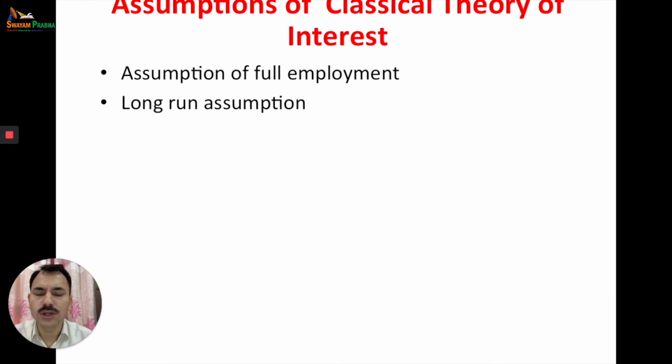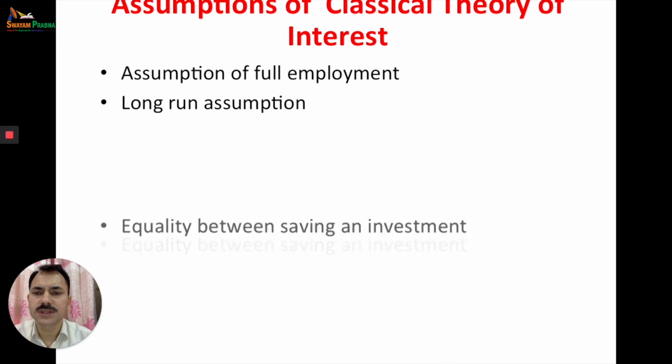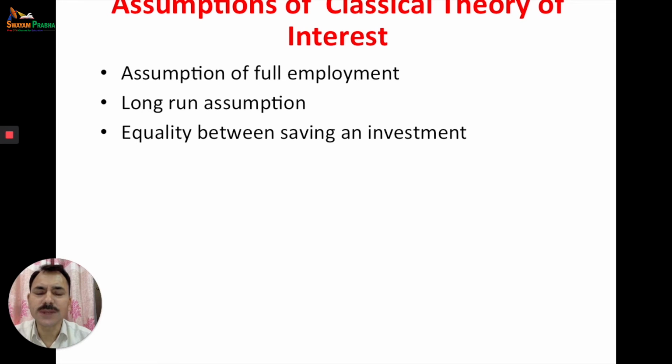Second, the long run assumption means demand and supply play an important role, and it will adjust in the long run. By long run we mean all factors of production are variable. There are no fixed factors. So second is the long run assumption. Third, equality between saving and investment. Saving is equal to investment.